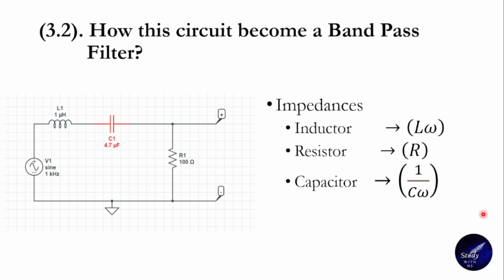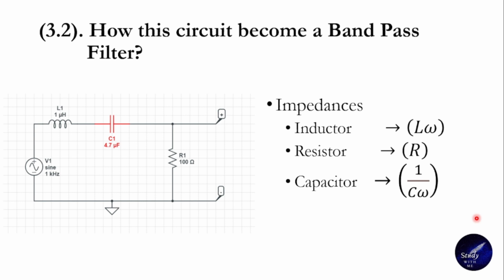Now the big question is why this circuit is identified as a band pass filter. Don't worry, here is the answer right in front of your eyes. First of all, you know that the impedance of the inductor is given by L into omega, and for the resistor it is just R, and for the capacitor it is 1 over C into omega.